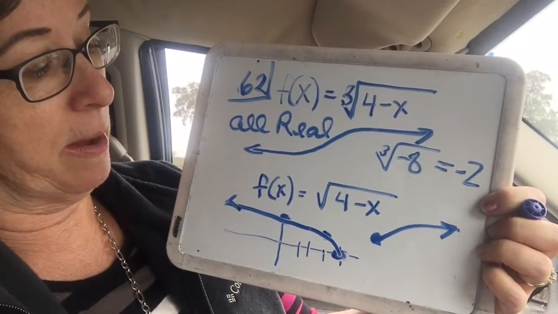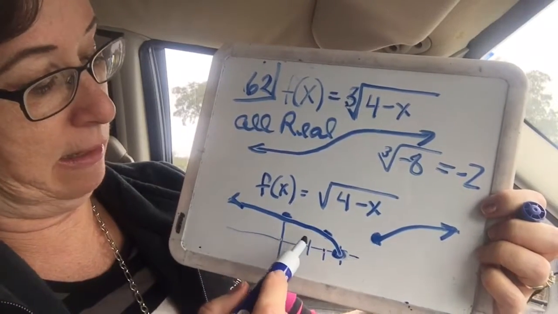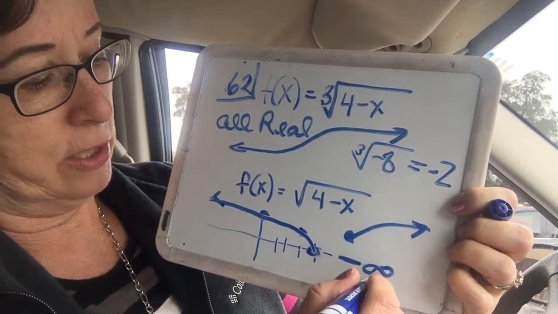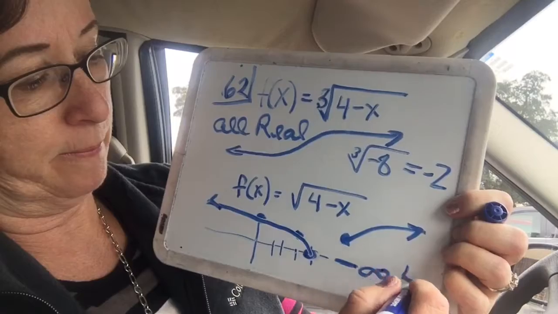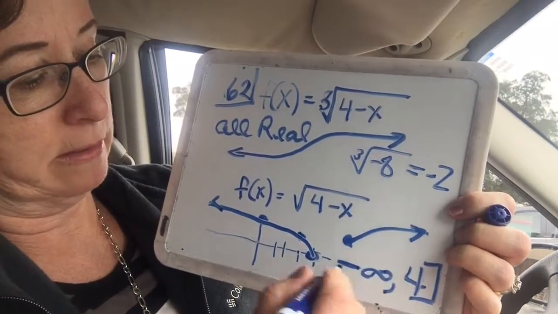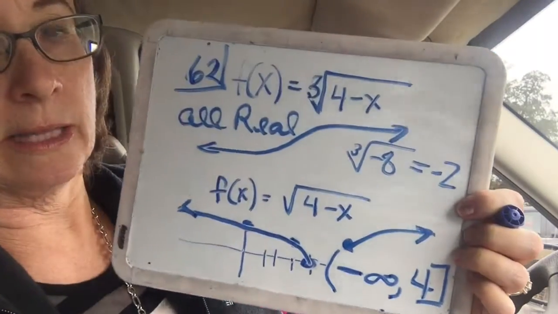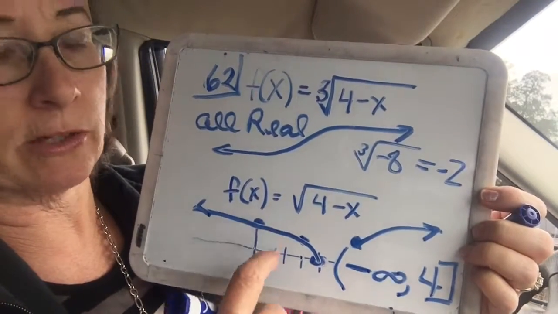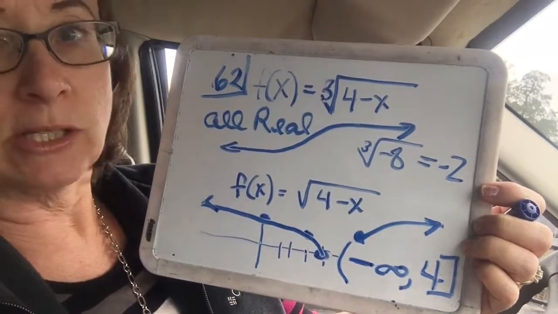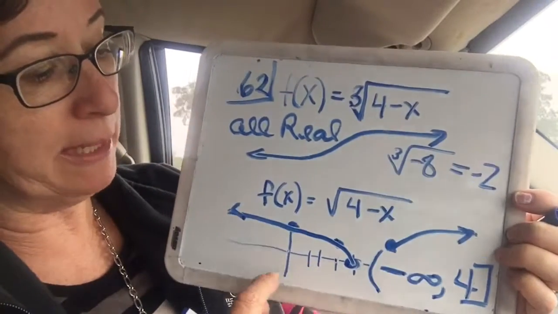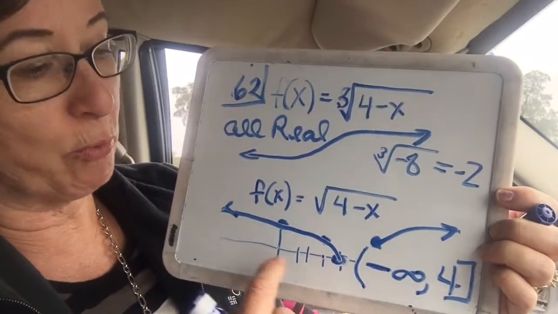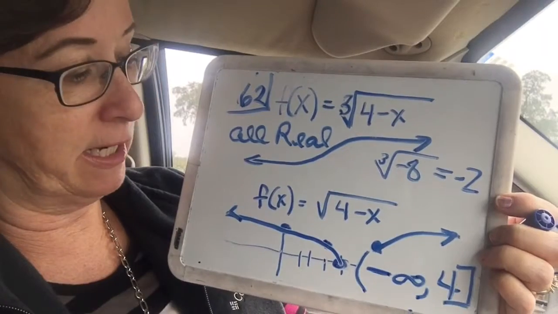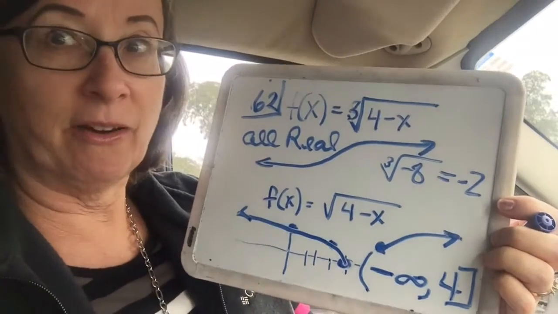Okay, so that's going to wind up being a -infinity to 4, including the 4, but never including the infinity. So that would be the domain. What about the range of this function? The range is limited as well, isn't it? Because there's nothing down here. So the range of this function would be from 0 to positive infinity. All right, so we'll come back with more.